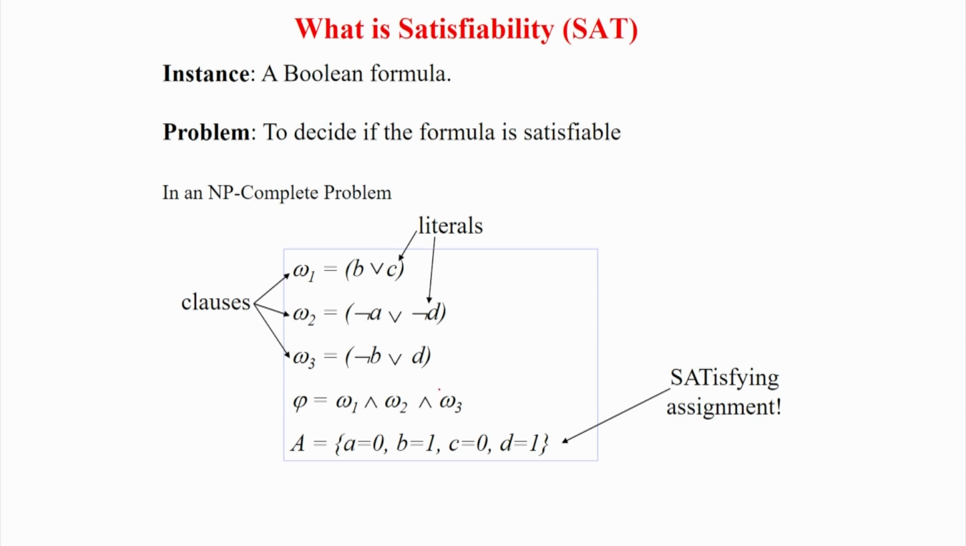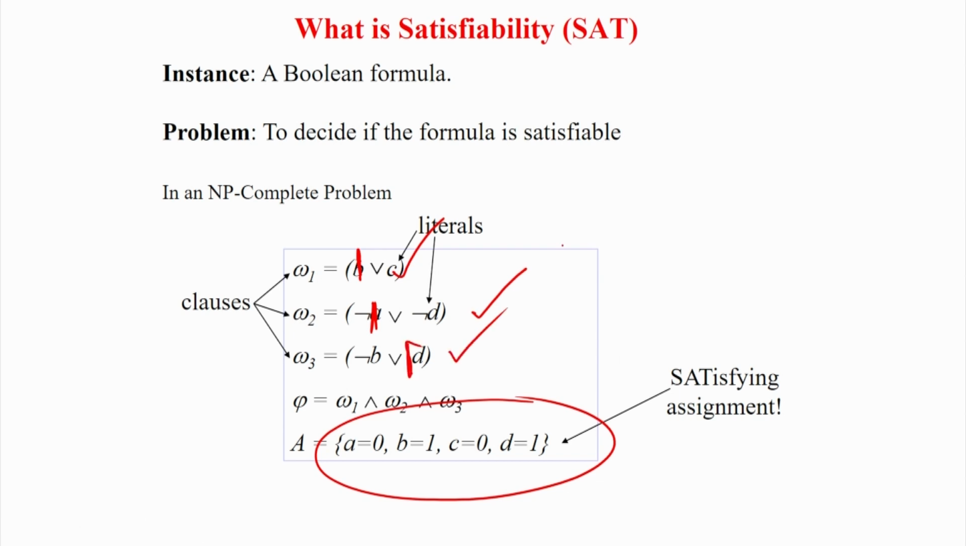For example, here we have satisfying values: a equal to 0, b equal to 1, c equal to 0 and d equal to 1. If b equal to 1, this clause becomes true. Now a equal to 0, so not a becomes 1, and this literal is true. Then we have d equal to 1, so by virtue of this, that clause is true. As all the clauses are true, the formula is satisfiable. So we call it a satisfying assignment, or the expression is satisfiable.